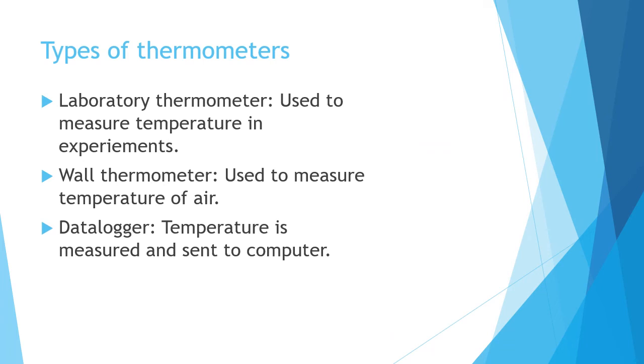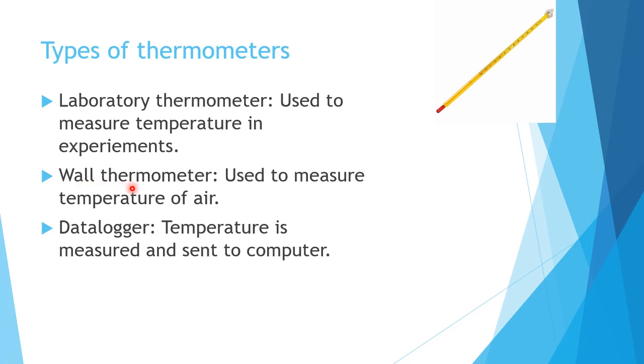Okay, types of thermometers. So as I told you before earlier in the topic, there are a lot of types of thermometers. So we have the laboratory thermometer, the one that we've seen in the lab. So this is used to measure temperature in experiments. So sekiranya ada experiment, solubility of water kah, hot water versus cold water, ini untuk memastikan how hot or how cold the water is maybe.